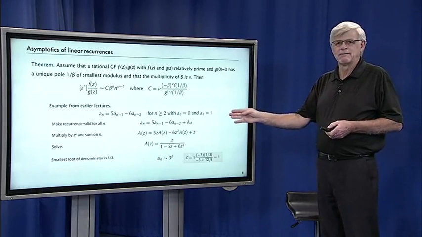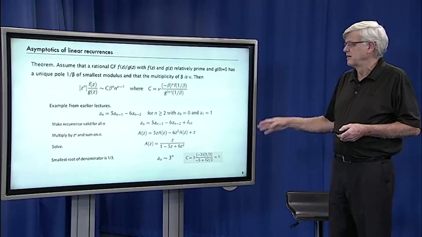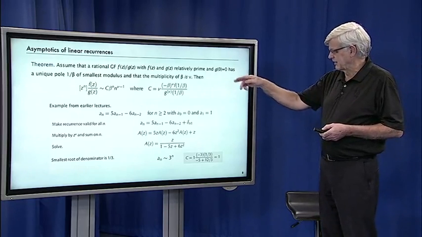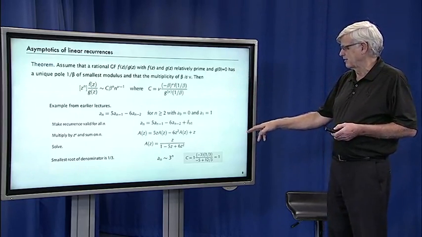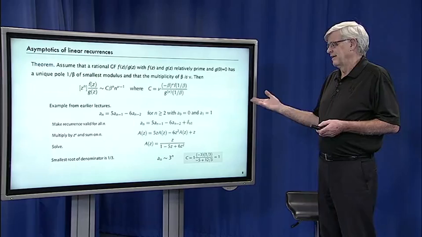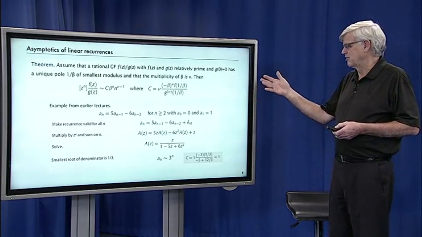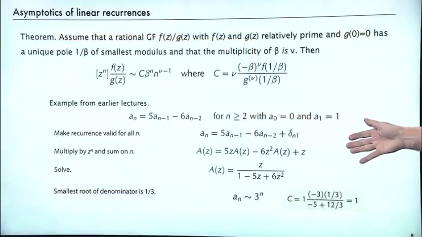The smallest root of the denominator is 1/3, so it's going to be asymptotic to 3 to the n. Then we go ahead and calculate the constant, and if you plug in the values in that formula, you just get 1. If you want to apply the same thing to, say, the recurrence for the Fibonacci numbers, the same steps are going to work.